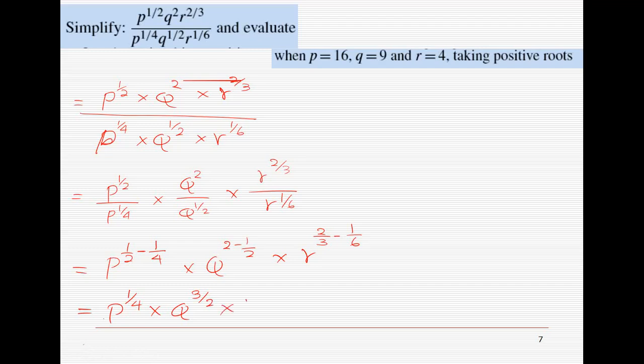Then for the r indexes, we have 3 and 6, so 6 is the LCM. We get 4, because 3 times 2 is 6, 2 times 2 is 4, and 4 minus 1 is 3. So a bit of simplification here: 3 times 1, 3 times 2. So the end result will be p to the power 1 over 4, q to the power 3 over 2, and r to the power 1 over 2. So this is the final answer.